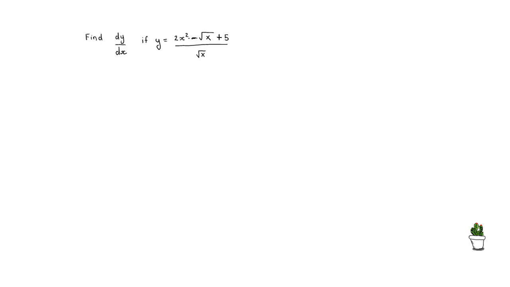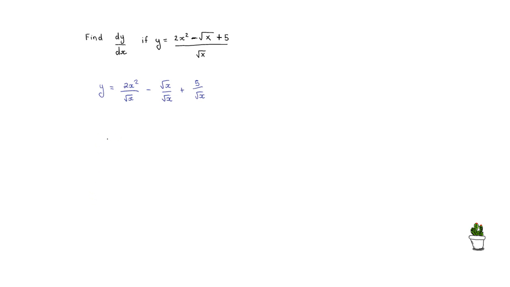So we're going to have y. We're still going to write y because we're still manipulating. So we have y equals 2x squared divided by the square root of x, minus the square root of x divided by the square root of x, plus 5 divided by the square root of x. So that's just giving each term its own denominator.